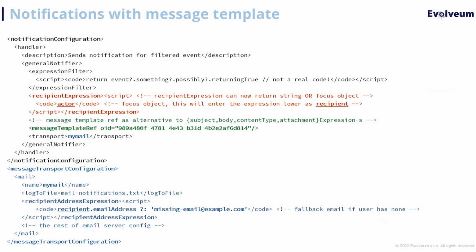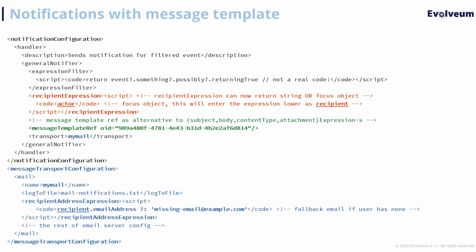Now, how we can use these message templates. In the new way how to configure notifications, we have separated the message transport configuration out of the notification configuration. That's rather minor change, but a couple of minor changes actually add up. Another important change is that the recipient expression can always return string, which is a recipient address, but now it can also return a focus object. And if it's a focus object, it's much more flexible.